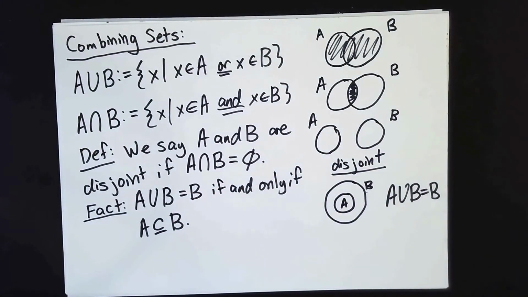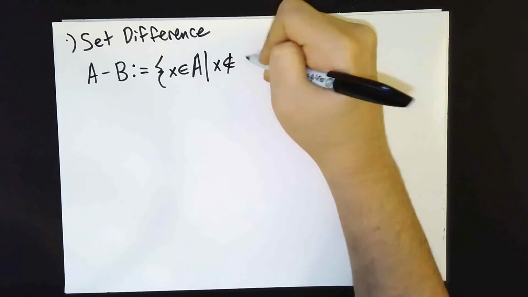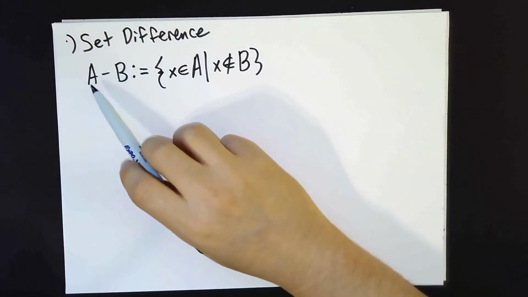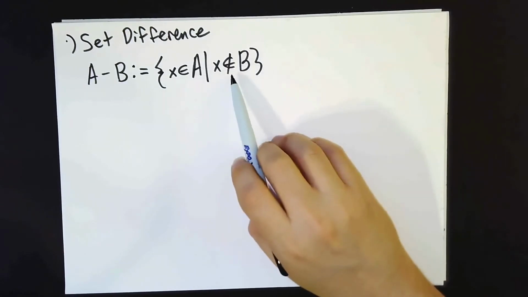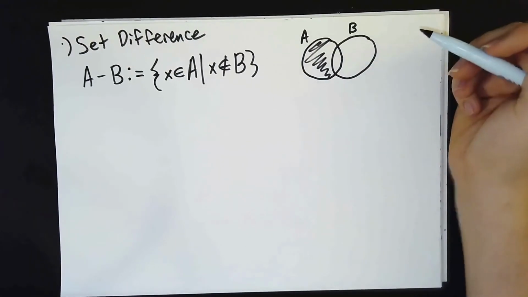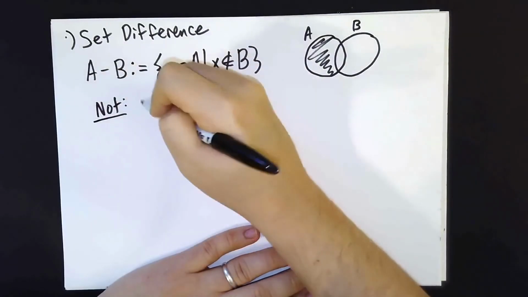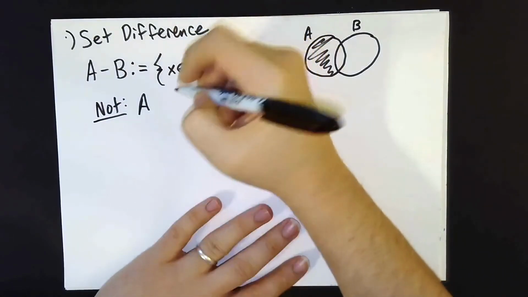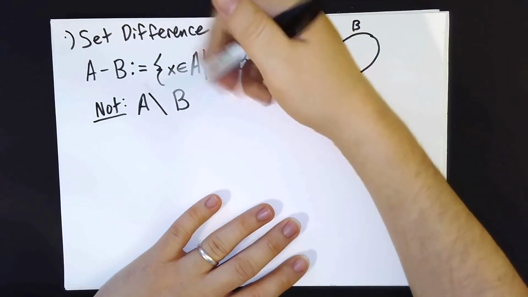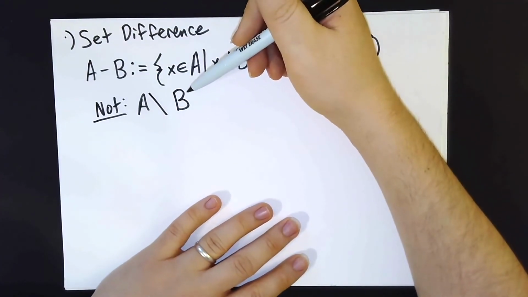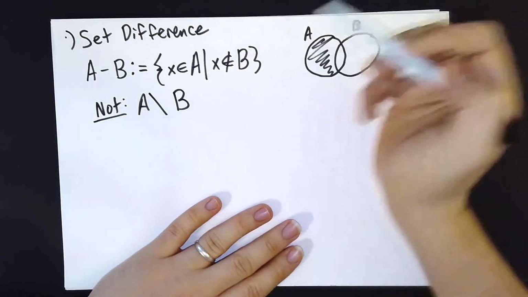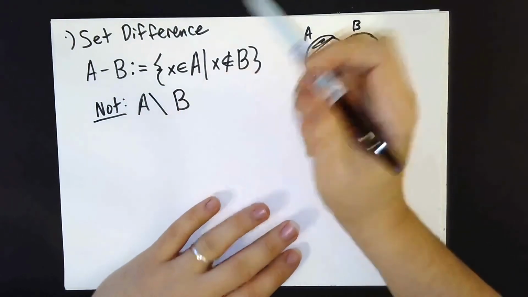Next up, we have the set difference, which I'll denote as A minus B. And this is the set of things that are in A that aren't in B. So all of this gets taken away. I'll note people will also write this same thing as A backslash B. And so this is another way people will tend to write set difference. I'll tend to use minus.